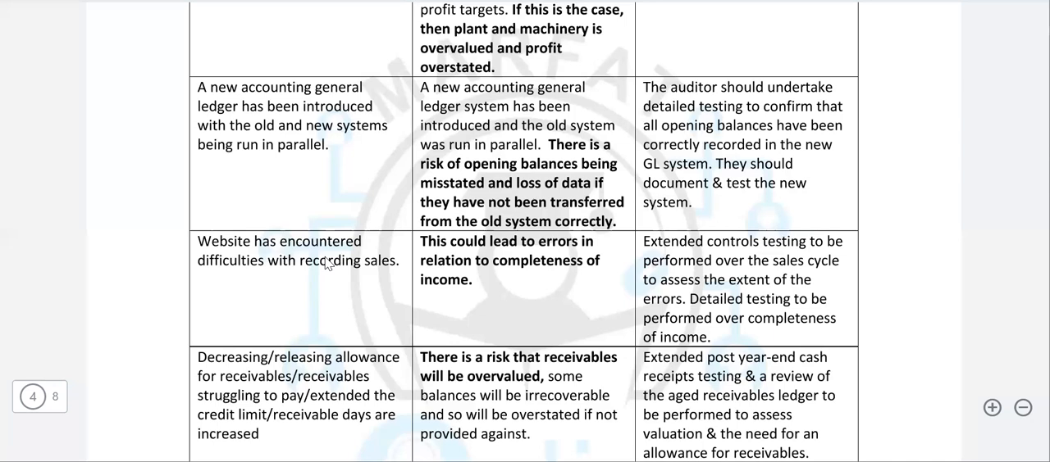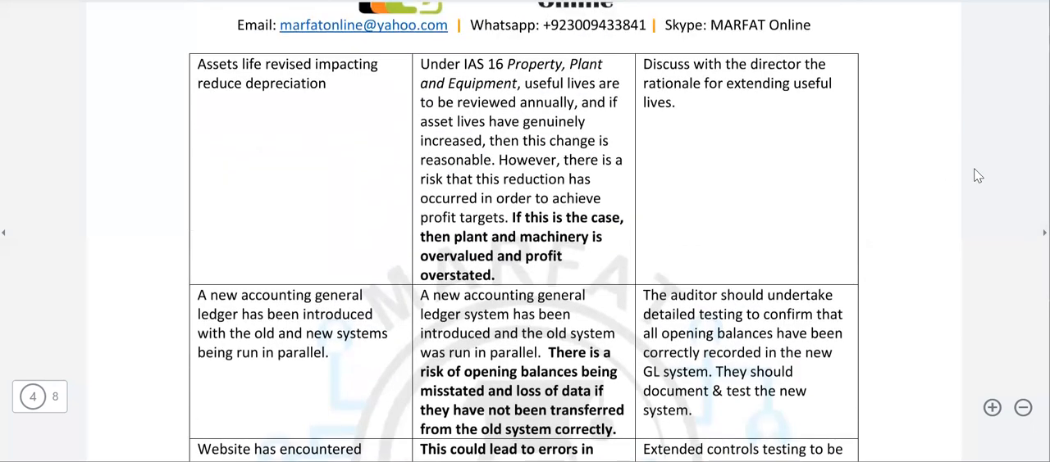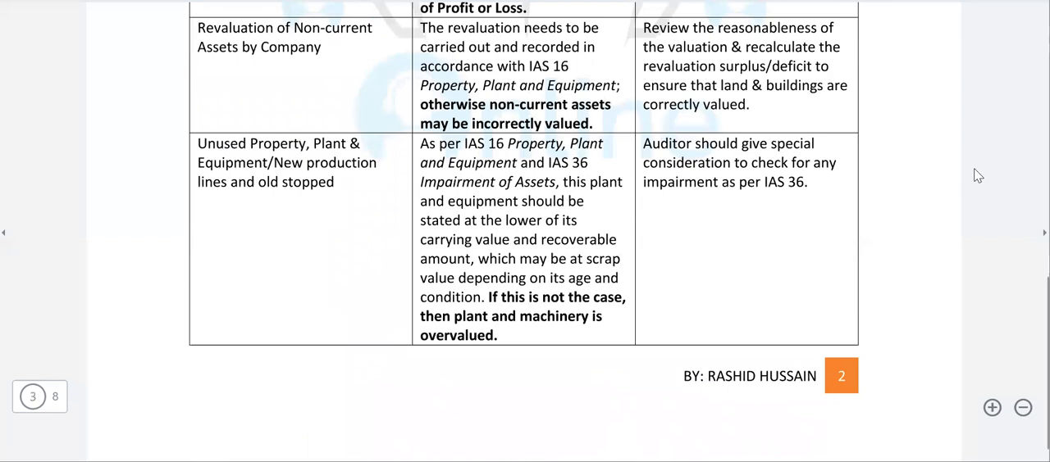So remember that whenever you're writing a risk, it should be related to the financial statement. Otherwise, that will become a business risk. For example, over here, unused property, plant and equipment. Now they're not using the property, plant and equipment. This will affect their production and this will affect the scrap values of the asset. This is the business risk.